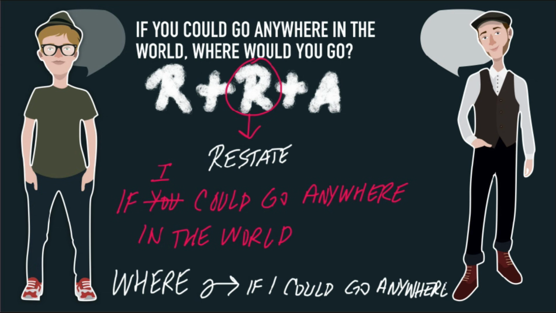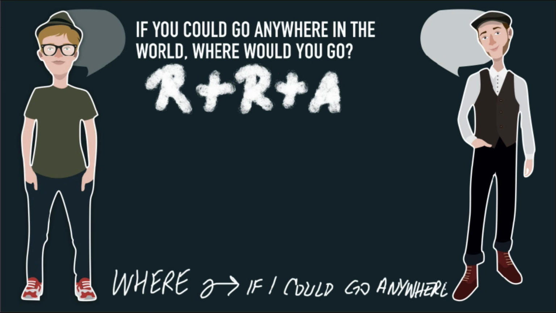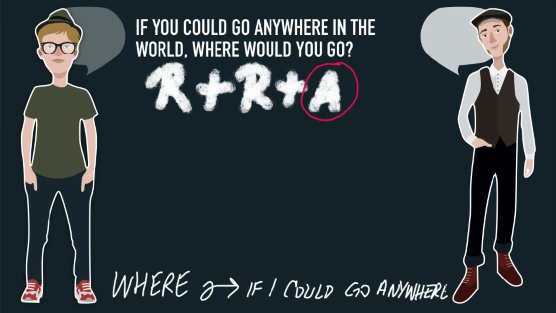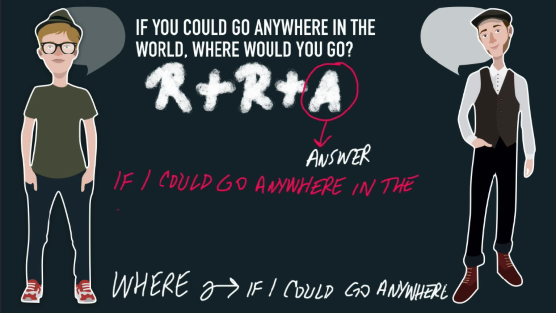So now let's go to the last step. The last step is A. A represents what again? You got it. The last step is to answer the question. Now, let's write our answer now. If I could go anywhere in the world, remember, where is the focus? I would go to Paris. Okay, so we've answered the question. If I could go anywhere in the world, I would go to Paris.